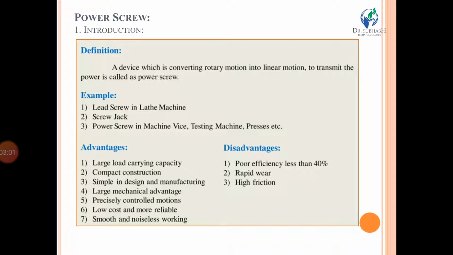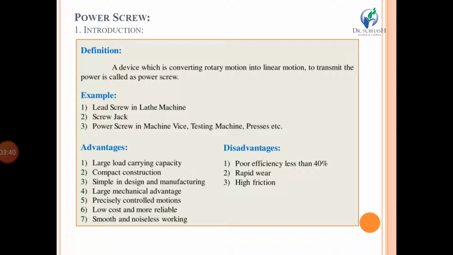Let's look at a few advantages and disadvantages. Power screw has the advantage that it can carry high loads or heavyweight vehicles. Yes, of course, in an automobile garage, a screw jack lifts heavy vehicles, four wheelers or other automobile parts. Second advantage is that it has a very compact construction, occupying much less size and space. Design and manufacturing of a screw jack is very simple. The mechanical advantage you get is very high.